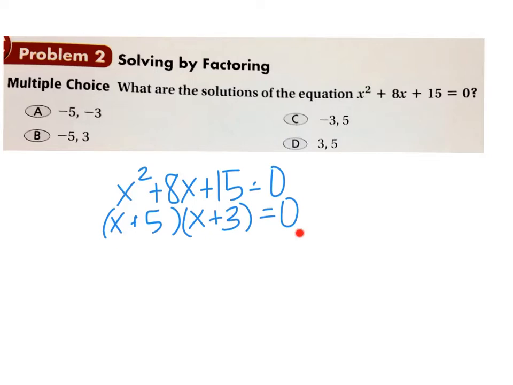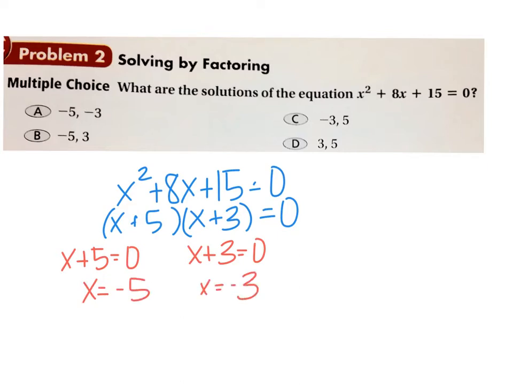And now that we're to this point, now we know that either this or this has to equal 0 for me to multiply them and get 0. So I'm going to solve x plus 5 equals 0 and x plus 3 equals 0. So I know that x either has to be negative 5 or it has to be negative 3. Negative 5, negative 3 is A.